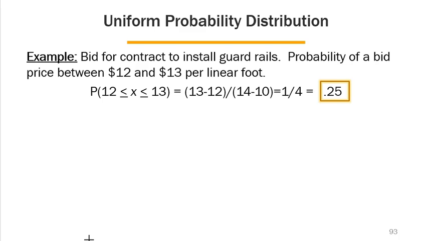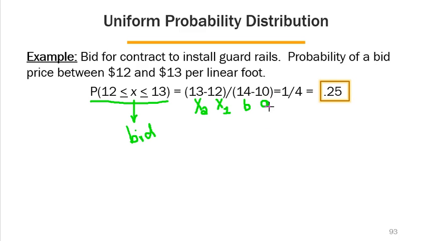All right, so in this case, let's suppose we want to find a probability associated with this example. So let's suppose we want to find the probability of a bid being between $12 and $13, again per linear foot, let's say. So here we can write this out, the probability that X, what is X? X here is going to be the bid. That's what we're meaning here with this. It's between two values, 12 and 13. So those two values come in over here. So 13 becomes like our X sub 2. 12 is our X sub 1. 14 is like our B. And 10 is our A value.